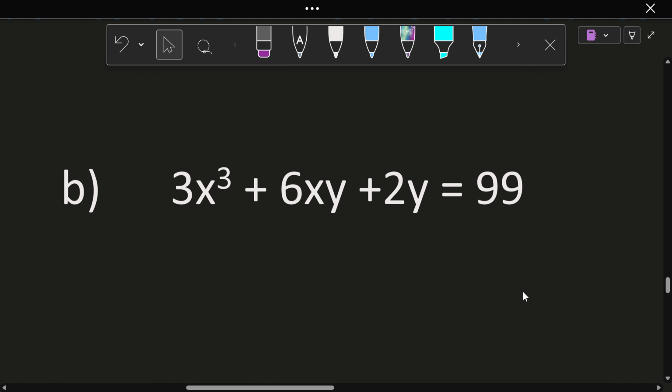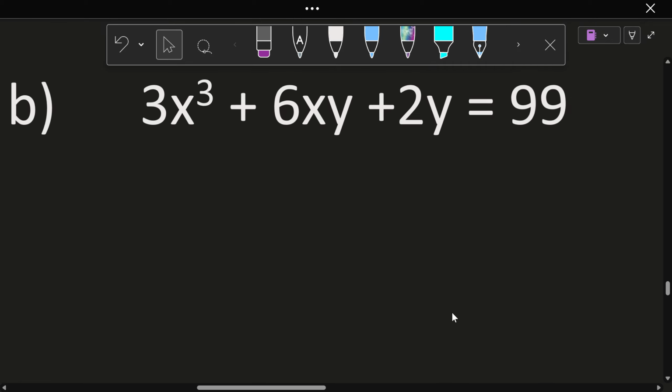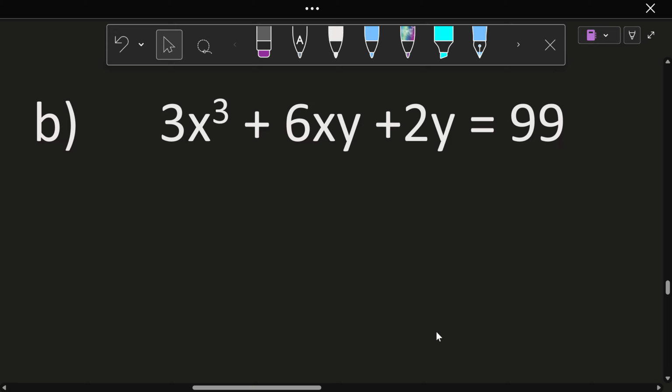And let's look at this one that's a little bit longer. We're going to have a couple of dy by dx's in this. But let's just go ahead and work on this one right here. So 3x cubed plus 6xy plus 2y equals 99. So remember, the first thing we're going to do is just start taking derivatives.